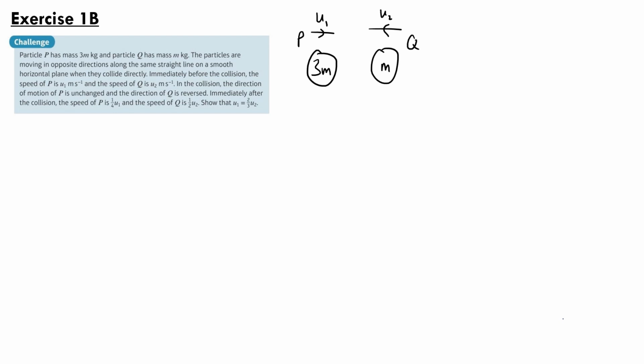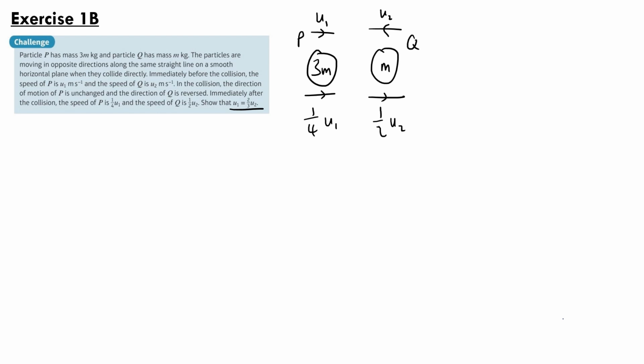In the collision, the direction of motion of P is unchanged, so P still moves in that direction, and the direction of Q is reversed, so now Q is moving in the same direction as P. Immediately after the collision, the speed of P is 1/4 u1 and the speed of Q is 1/2 u2, and then we're asked to show that u1 is equal to 2/3 u2.